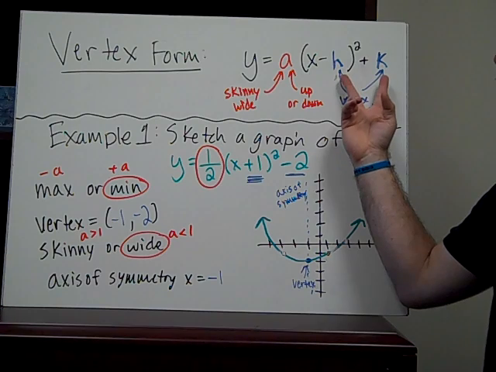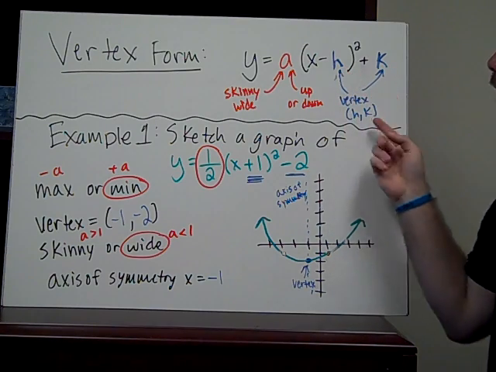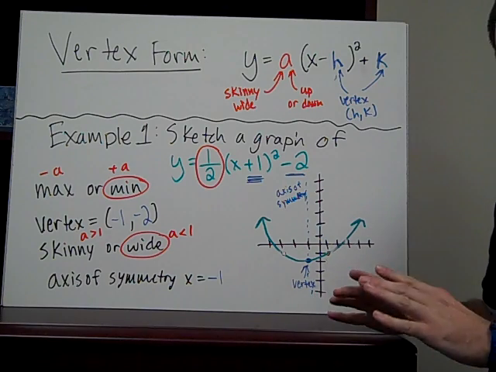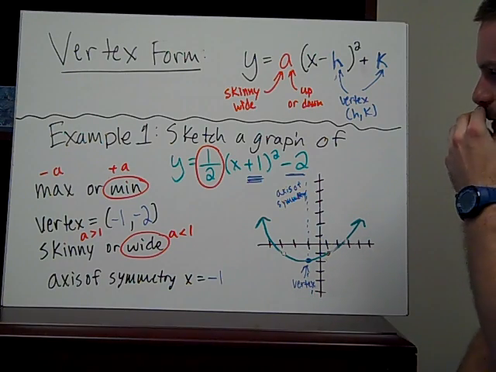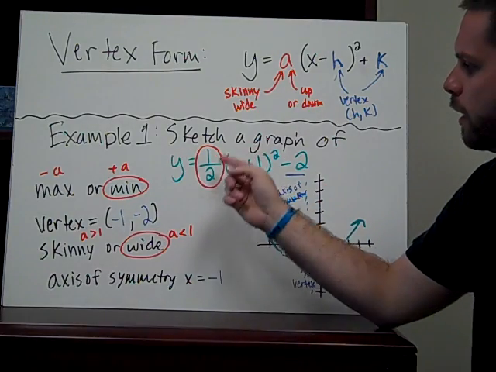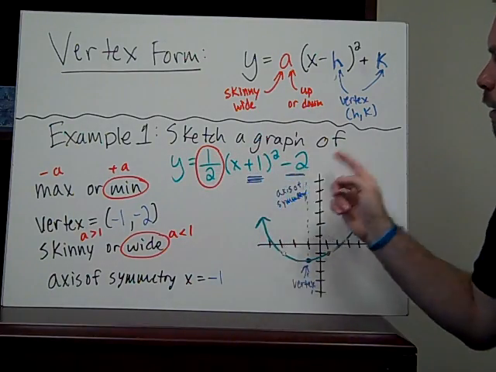And then these other two numbers, h and k, tell you where your vertex is. Remember, your vertex is your most important point. That tells you the maximum or the minimum of the graph. So here's our first example. It says sketch a graph of y equals 1/2 (x plus 1) squared minus 2.